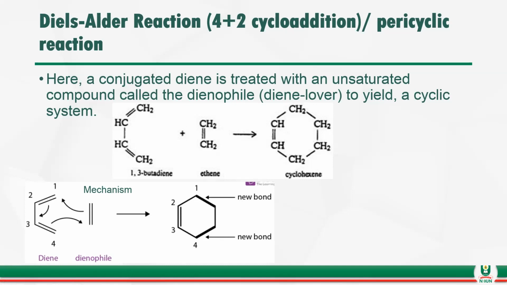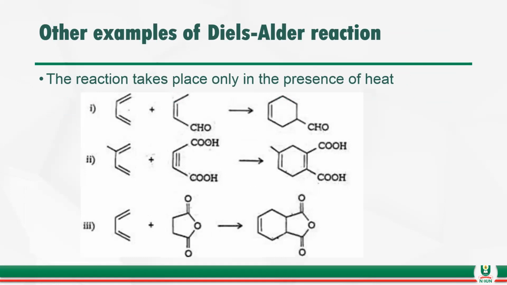So you can see where we noted new bonds. This is a new bond that was formed. This is also a new bond that was formed. Other examples of Diels-Alder reaction. We have this. This is our diene. This is a dienophile to give this molecule. We have another example here. This is a diene. This is a dienophile to give this molecule.